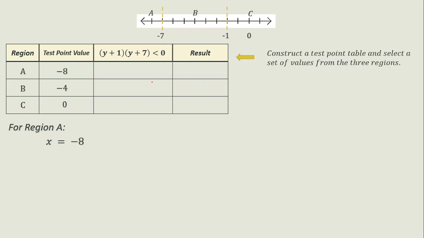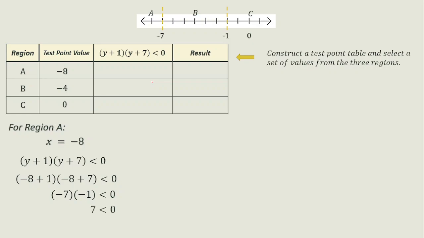Let x equals to negative 8. Copy the quadratic inequality, substitute the values. So negative 8 plus 1 times negative 8 plus 7 is less than 0. So, negative 8 plus 1, the answer is negative 7. Negative 8 plus 7, the answer is negative 1. So, negative 7 times negative 1, the answer is 7 is less than 0. So, i-place na natin siya sa test point table.